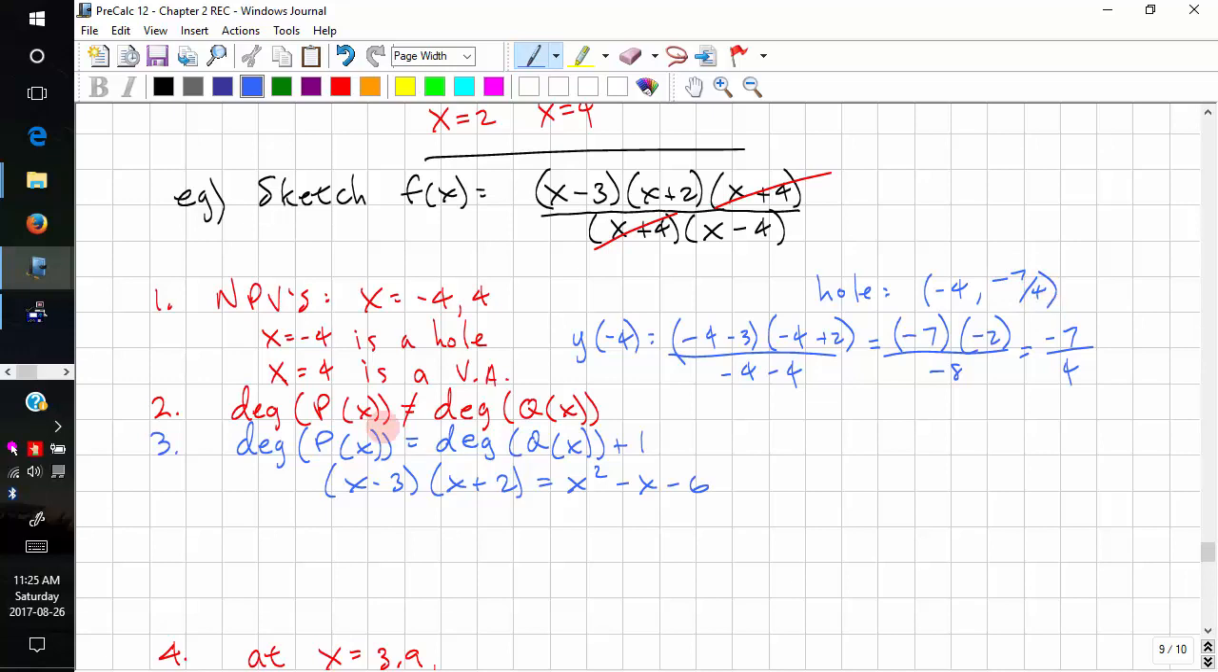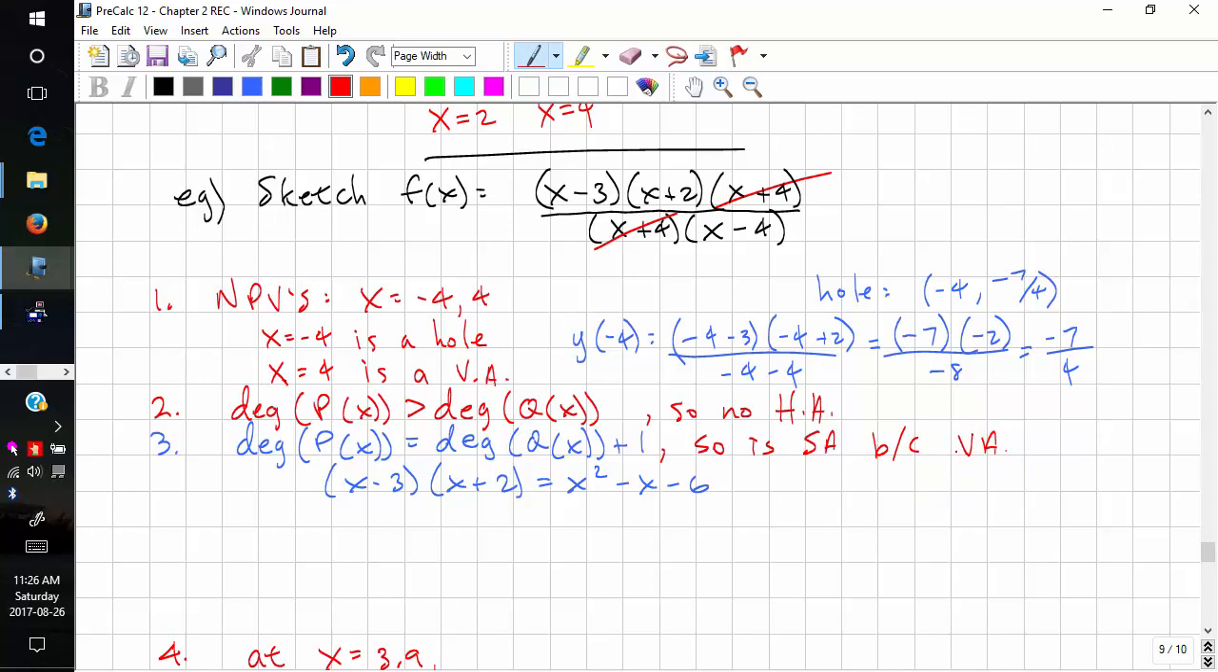The degree of the numerator does not match the degree of the denominator, so no horizontal asymptote. Let's correct this here. The degree of the numerator is greater than the degree of the denominator, so there's no horizontal asymptote. The degree of the numerator is 1 bigger than the degree of the denominator. So there is a slant asymptote because there's a vertical asymptote, which means that there's a remainder.